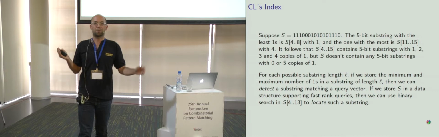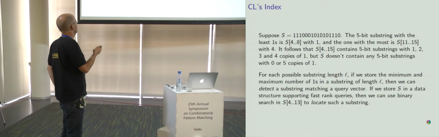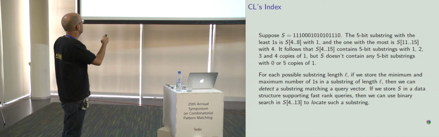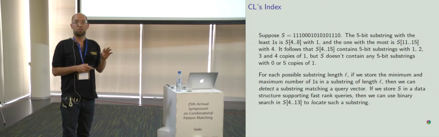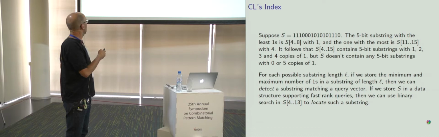So if you store the min and the max for each possible substring length, so there are n of them, and so you're storing like 2n words, then you can detect a substring matching any given query vector. Remember, the vector in this case is only 2 counts. So that's for the detection. You can also make it a bit smaller and stuff like that.